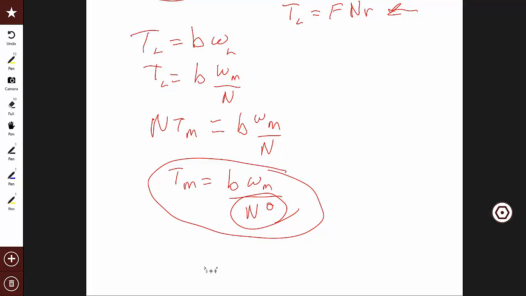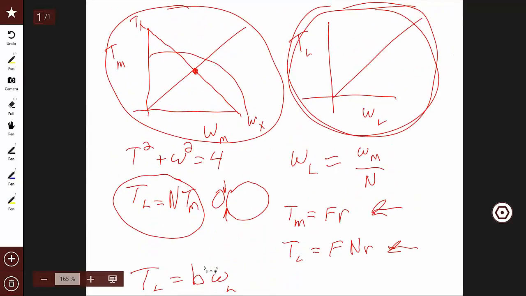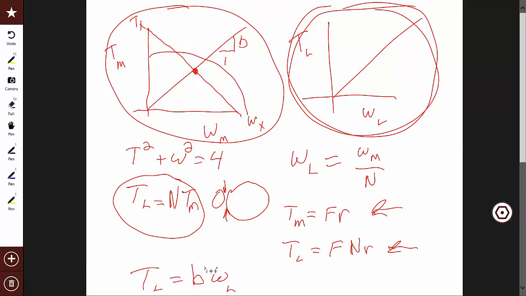Okay, so I'm going to plot it. Without the speed reducer, if this is the load, that would be a slope of B over 1. If there was no speed reducer in there, I'd plot it right on top. Why? Because if there's no speed reducer, omega load is omega motor. They're connected directly. The torque generated on the motor gets passed straight over to the load, so there's no conversion required. That slope was B.